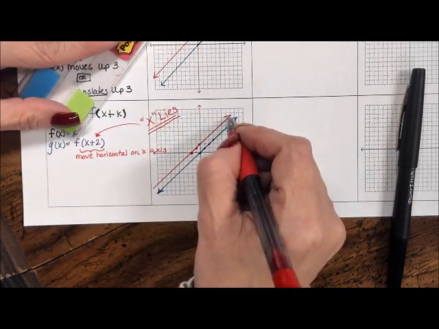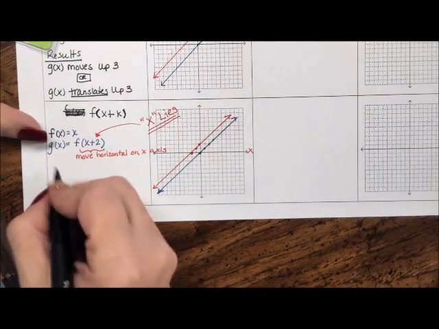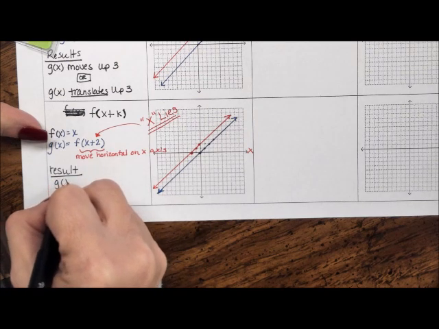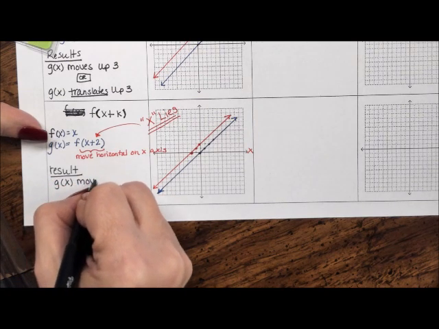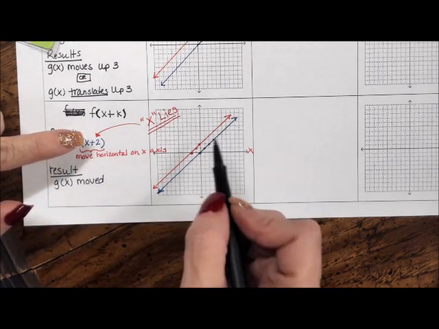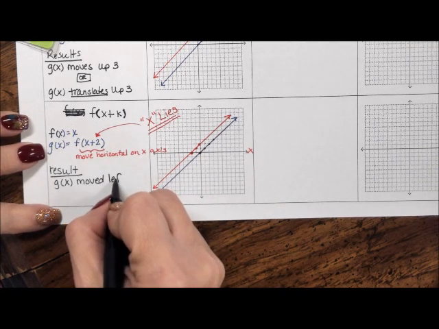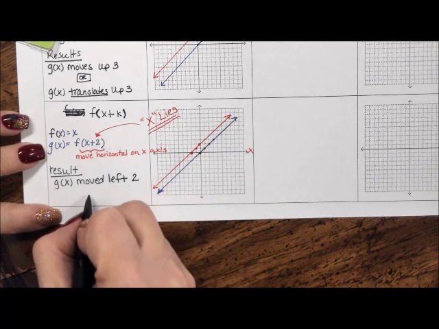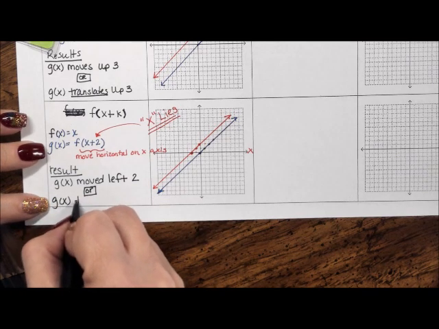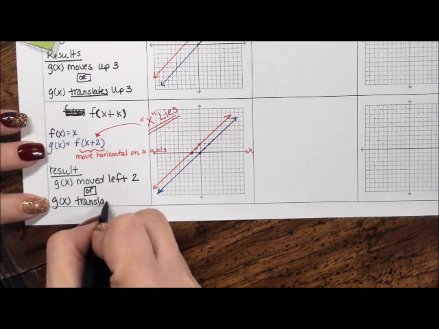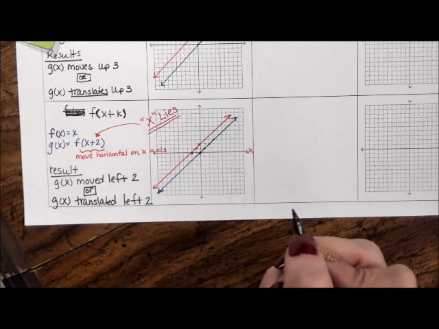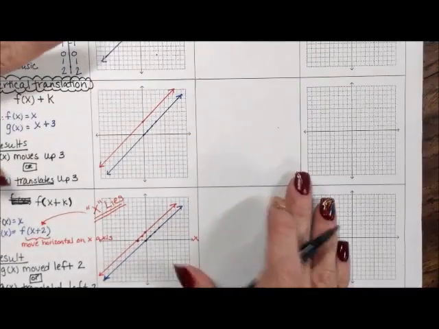And there's my line. What's the result? The result is that g of x moved. Now, it says it moves positive 2, which is this way, but I know x's lie, so it moved left 2. Or, I'm going to use that mathy word, and I'm going to say g of x translated left 2.